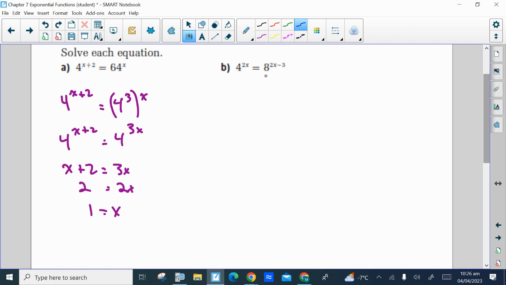Now for the next one, you could express 8 with a base of 4, but you'd have to use a rational exponent to do that. Easier to express both sides with a base of 2.